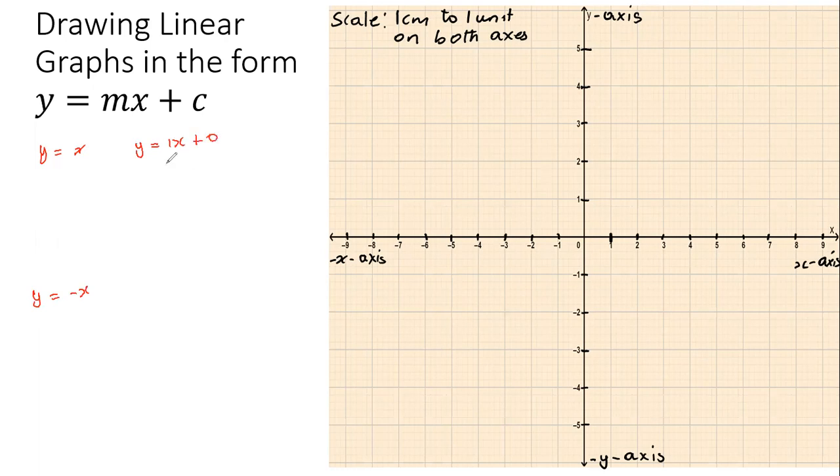Where m is equal to 1, which is the gradient, and c is going to equal 0, all right? So all we need to draw this line is some points, right? So if we create a table of values and we have x, y, make a quick little table here. All you need to do is just choose 3 random values.